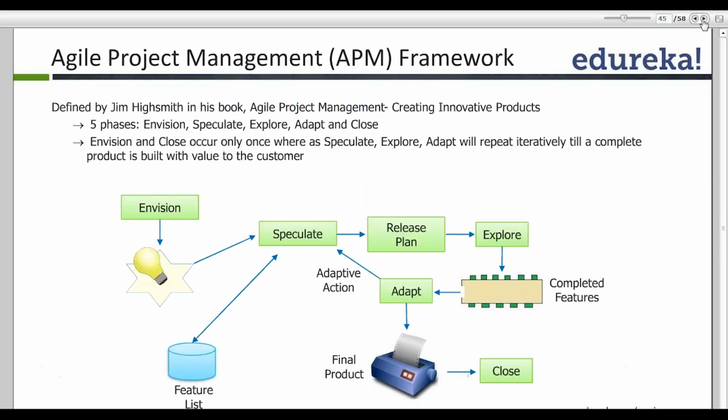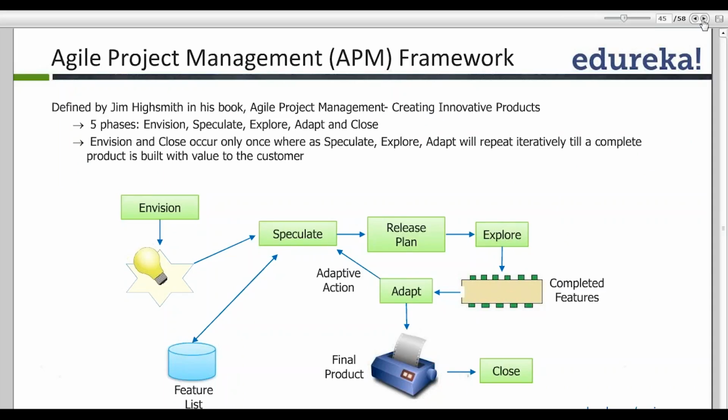Agile project management framework. This has been developed by Jim Highsmith, and he has also published a book called Agile Project Management, Creating Innovative Products. This talks about a 5-phased approach for Agile projects, which is called the envision phase, wherein we gather the requirements; the speculate phase, where we actually plan it; the explore phase where we execute it; adapt and close. So these are the 5 phases: envision, speculate, explore, adapt and close.